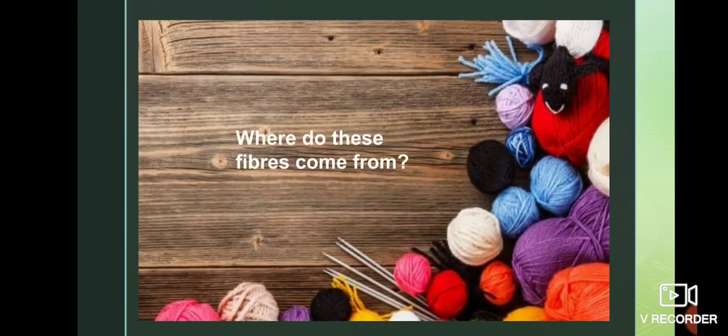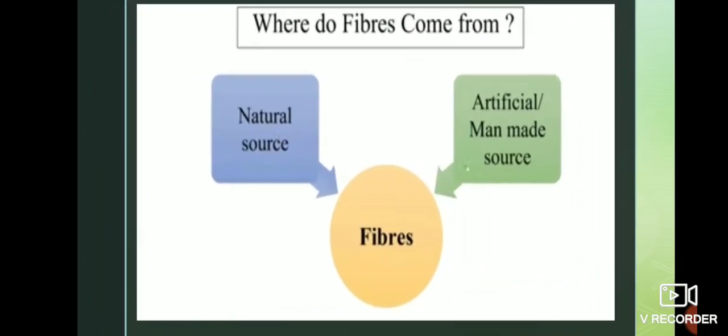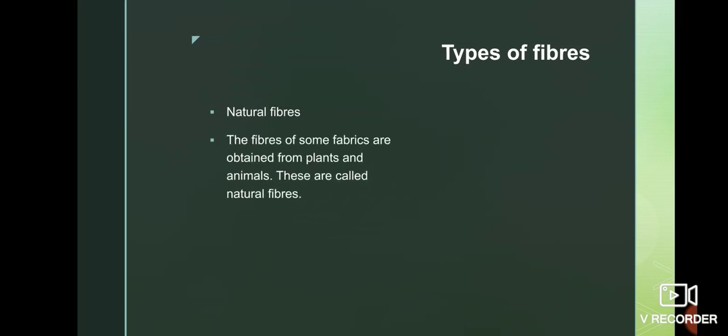And where do these fibers come from? Yes, we will get fibers from natural sources and also artificial or man-made sources. Let's see. Types of fibers. Natural fibers. What are natural fibers? Yes, we all know. The fibers of some fabrics are obtained from plants and animals. These are called natural fibers.